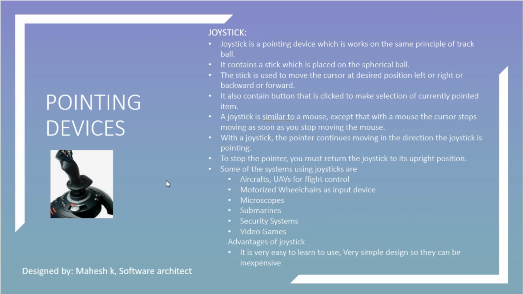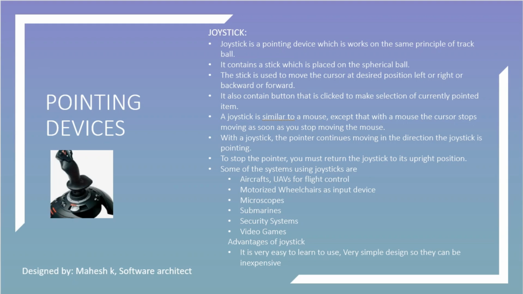Let's check another pointing device that is called a joystick, and you can see on the screen how the joystick looks like. A joystick is a pointing device which works on the same principle as a trackball. It contains a stick which is placed on a spherical ball. On the spherical ball a stick is present to hold it.